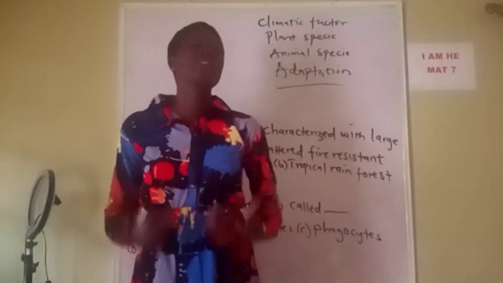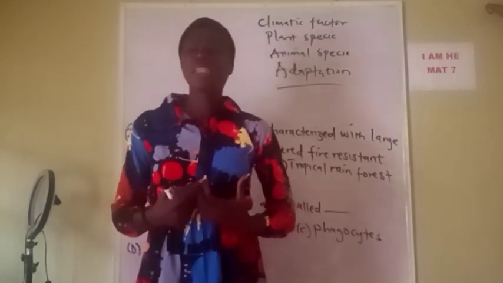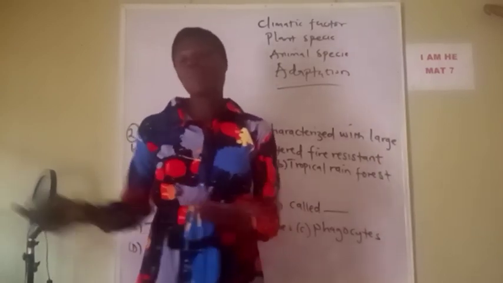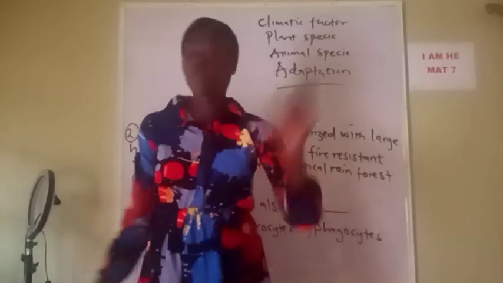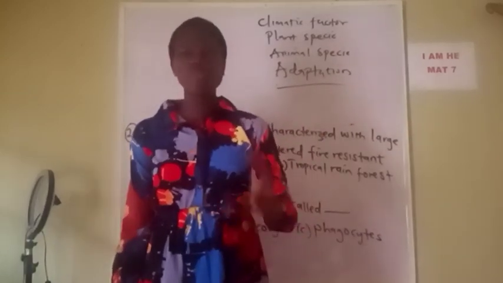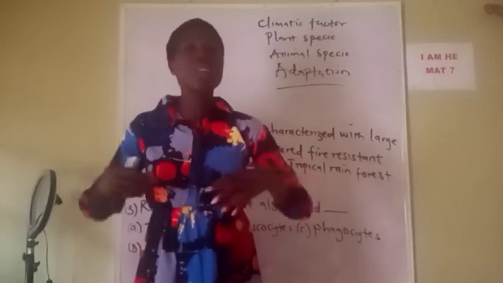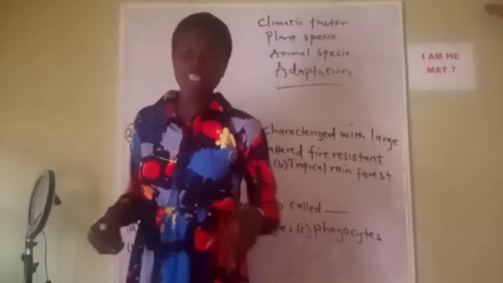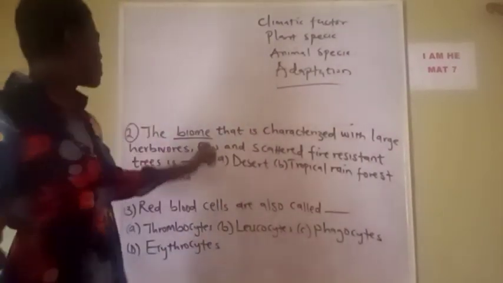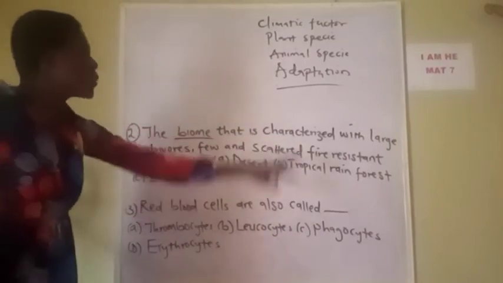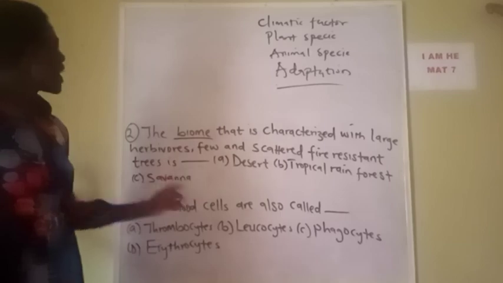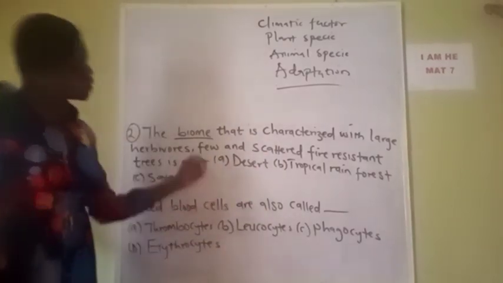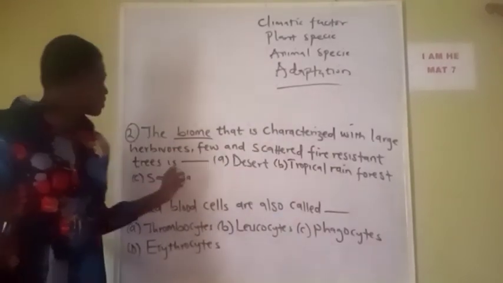So there are certain adaptations that can make a particular species of plants or animals to be found in a particular place. For instance, the xerophytes, those plants, are found in the desert because of their sunken stomata. Do you understand? So they grow deeper to get minerals from the soil. So that's the biome. Now the biome is characterized with large herbivores. What are herbivores? Animals that feed on grass. Do you understand? So few and scattered fire resistant trees.